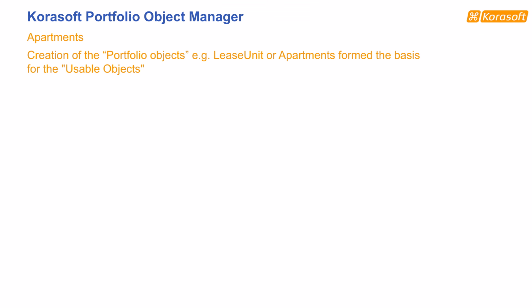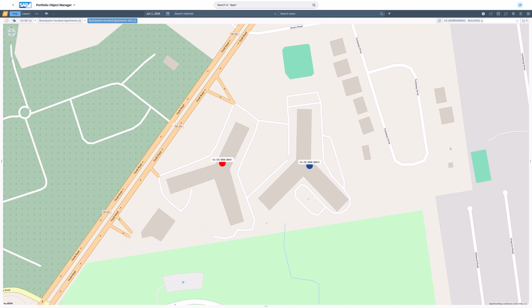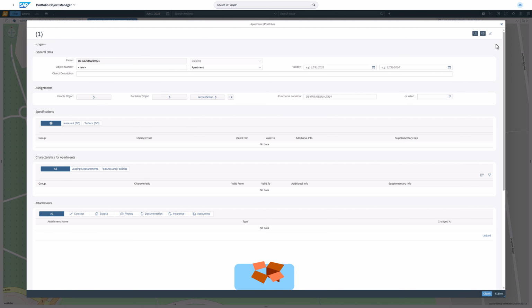Apartments are the next step in the creation of the portfolio objects. For example, lease units and apartments form the basis for the usable objects. Apartments can be created in buildings in a very similar way by selecting the building and using the Actions menu to create an apartment. We will create an apartment in the Brandywine 100 apartment complex. Once the building is selected in the floor locator, we go to the Action menu and select Apartment.